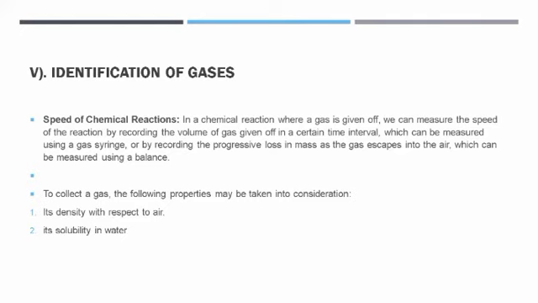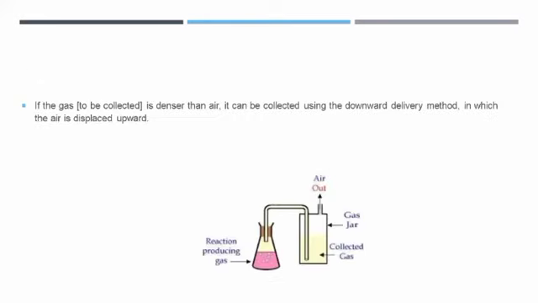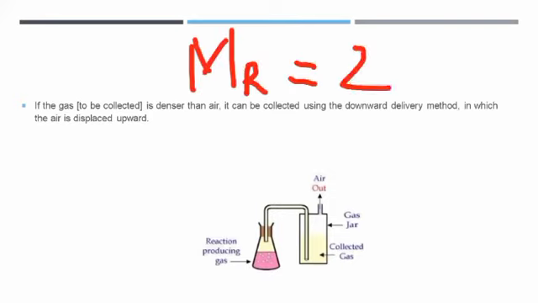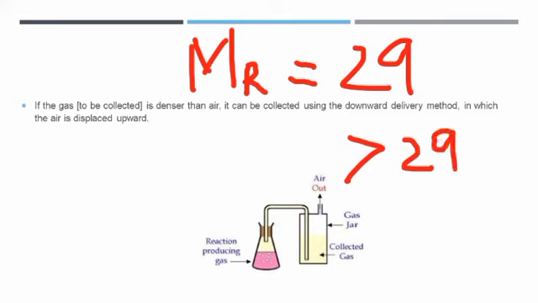So how do I decide which method to collect my gas in? First, I will consider its density, then I will consider its solubility in water. If my gas is denser than air, what is the MR of air? MR is the relative molecular mass, and the MR of air is 29. So if the MR of the gas is larger than 29, then I'm going to use the downward delivery method, because then it's heavier than air. The gas can easily displace air, and so it's going to be collected at the bottom of the tube.